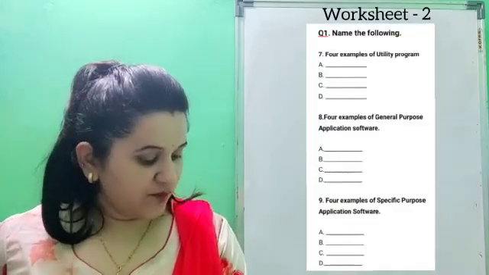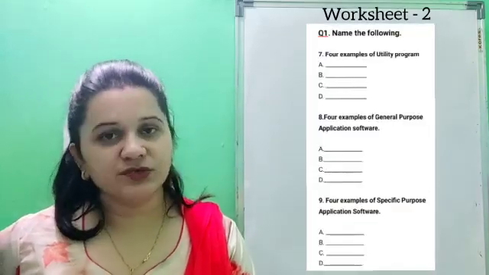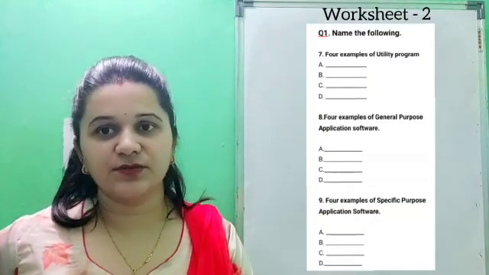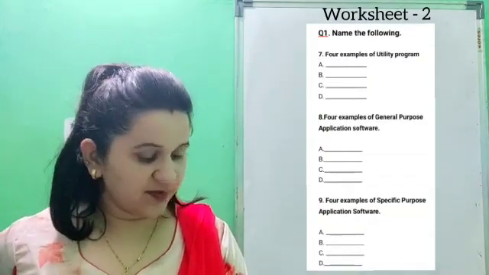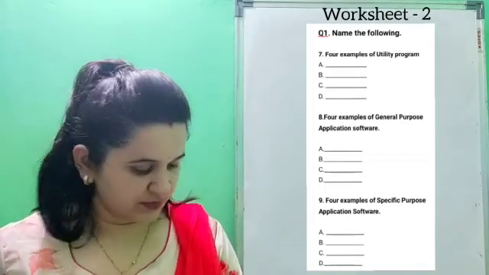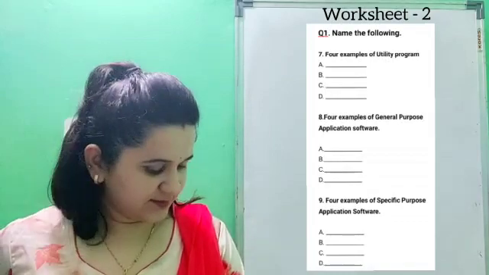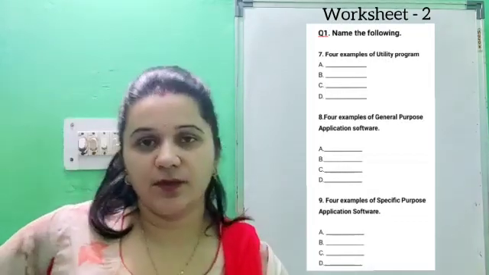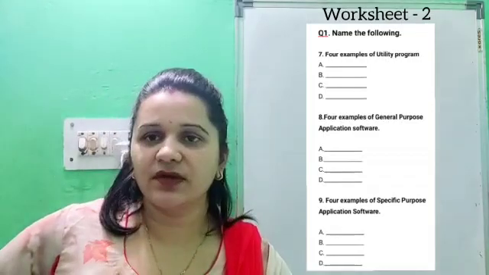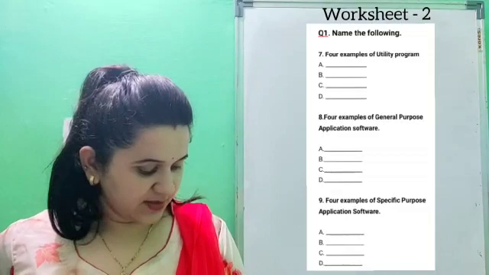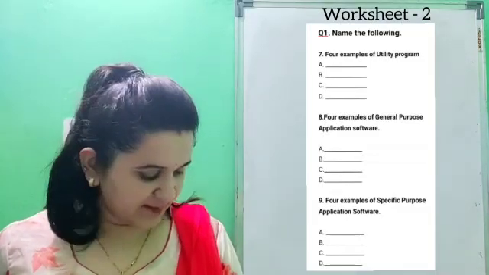Seventh one, four examples of utility programs. Just write down their names. What are the examples of utility programs? We have already discussed this right now, and also in the previous videos. Eighth, four examples of general purpose application software. In your book, four to five examples are given. Write down four examples of general purpose application software. Simply the headings, no need to explain them.